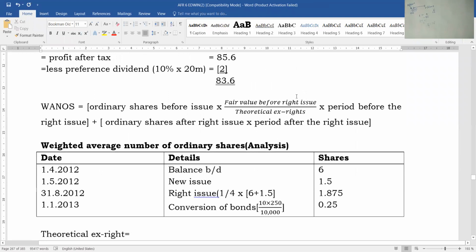So that is what I did there. 1 for every 4 times 7.5. You see the date is 31st August 2012, and it was a rights issue. All right, so we have to check another thing.